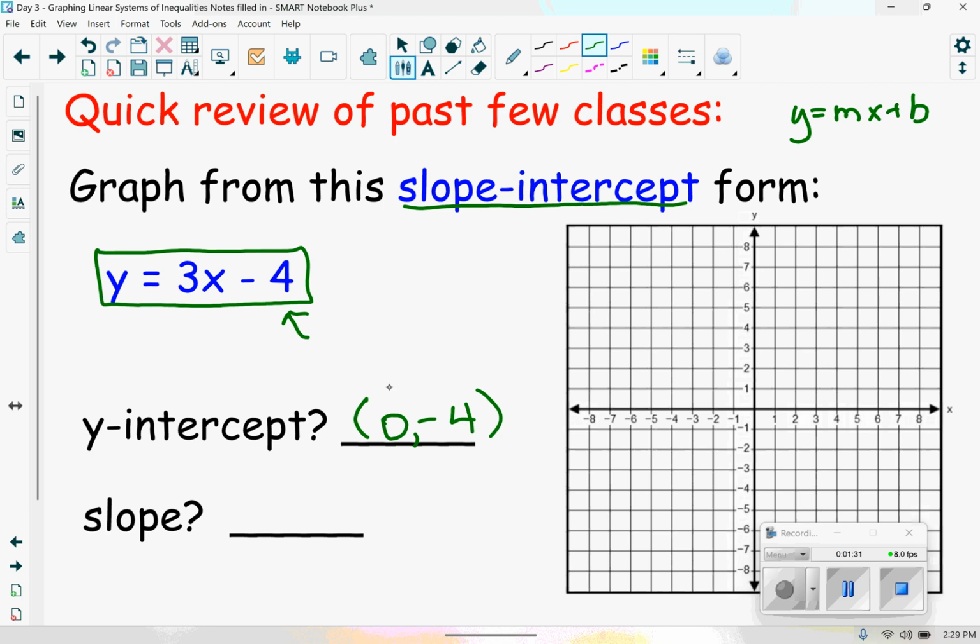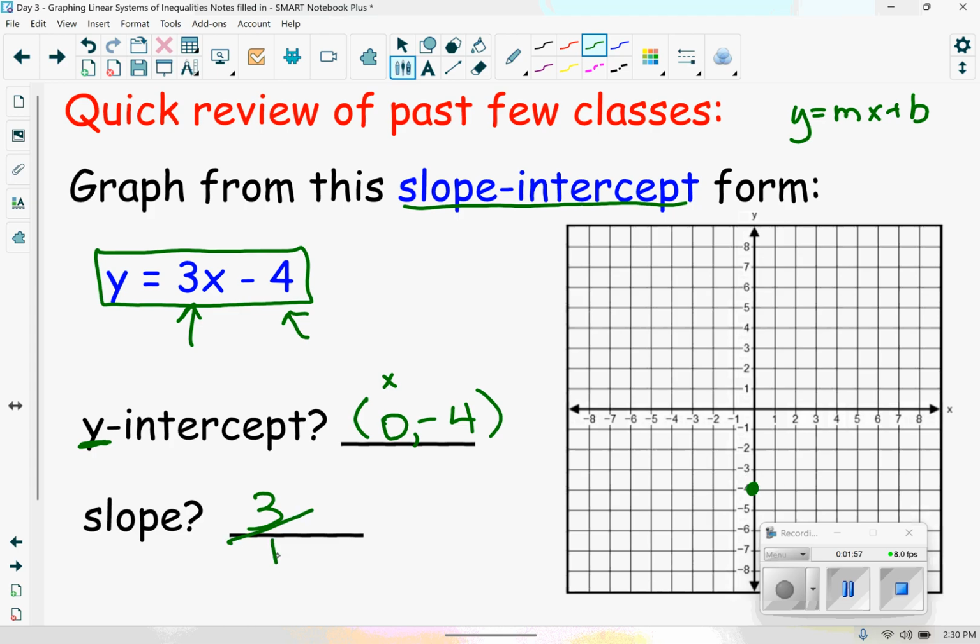Notice I put a 0 in place of my x, because at the y-intercept, the x is always 0. So the point (0, -4) would be down here. That's my y-intercept. And then we know that the slope is right here with the m, right? So my slope is 3. So I set up camp at (0, -4) at the y-intercept.